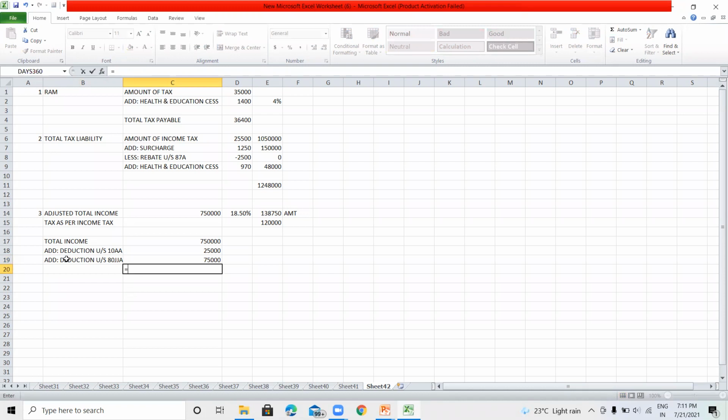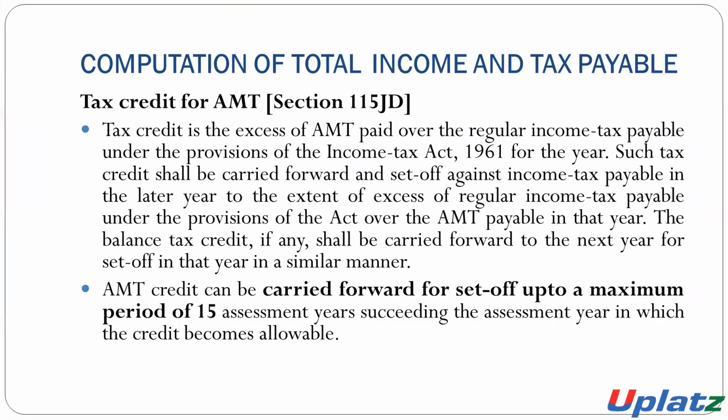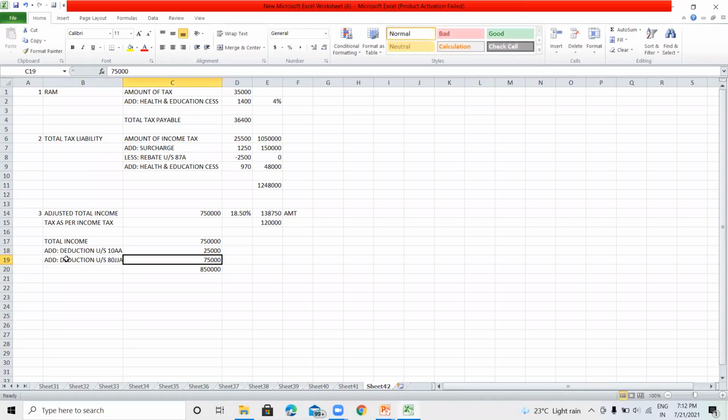So the adjusted total income will be 8,50,000, and the tax will be 18.5% of it. So 1,57,000 is the amount of AMT.